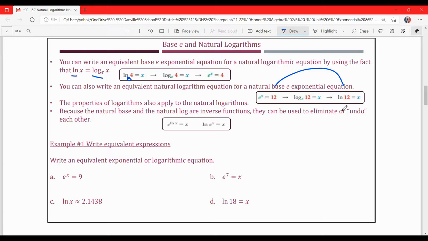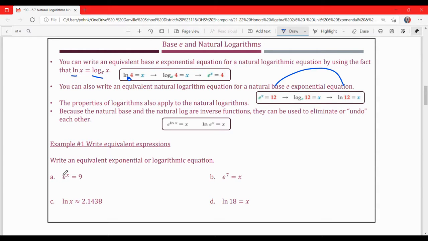There's also some properties of logarithms and natural logarithms that you can use. If you have e to the ln x, that just equals x. And if you have ln e to the x, that just equals x. Those are two laws. Okay, so let's practice writing exponential or logarithmic back and forth. Remember, if you have an e as the base, then you're writing a natural logarithm equation.